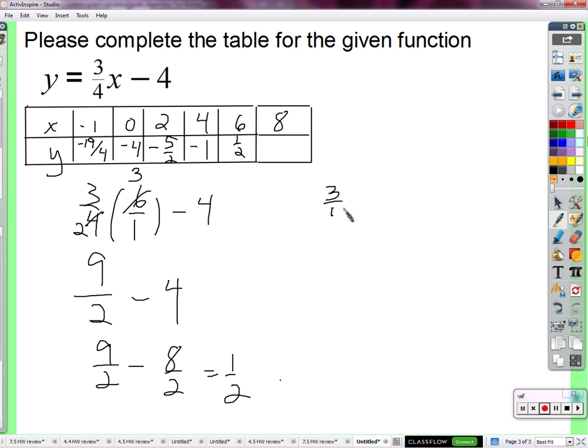I'm just going to write that over here. 3/4 times 8/1, minus 4. Well, if we follow Robert's advice, we can divide 8 and 4 both by what? By 4, so this becomes 2, and this becomes 1. 3 times 2 is 6, minus 4 is just what? 2.